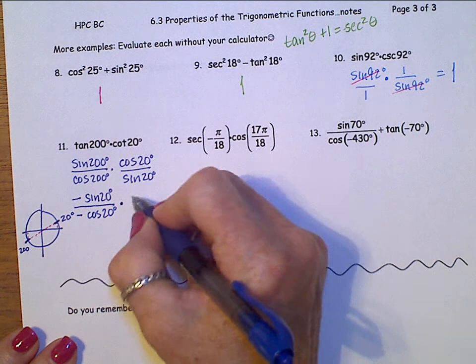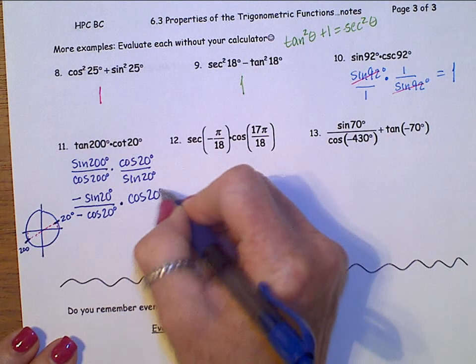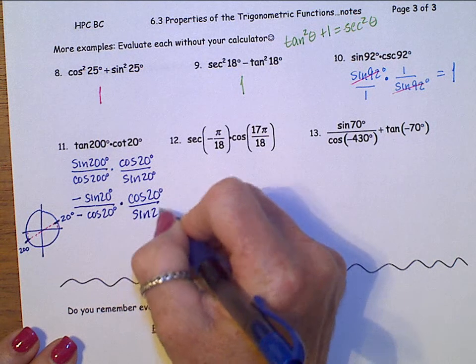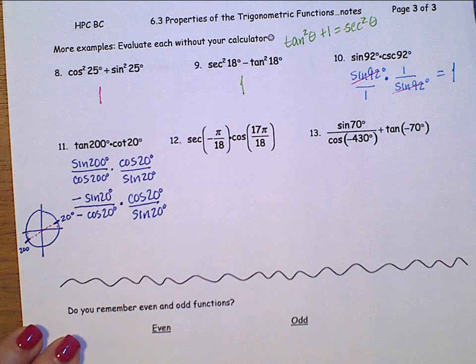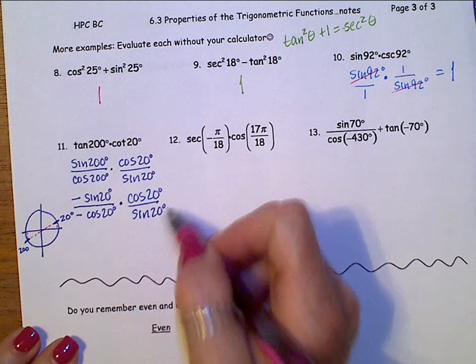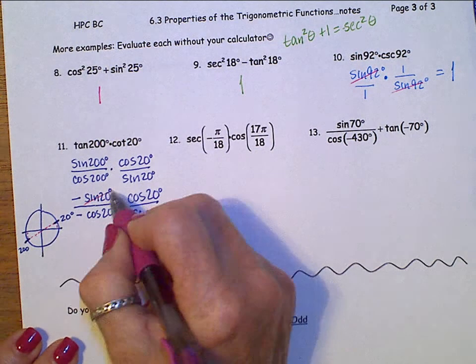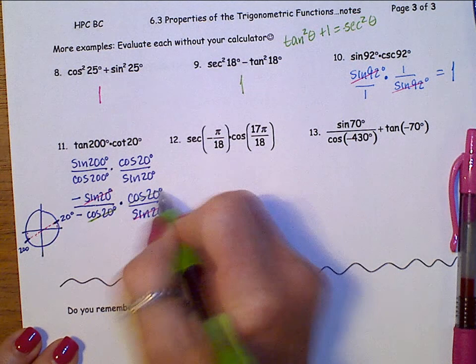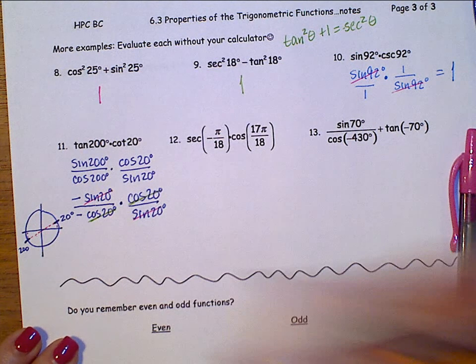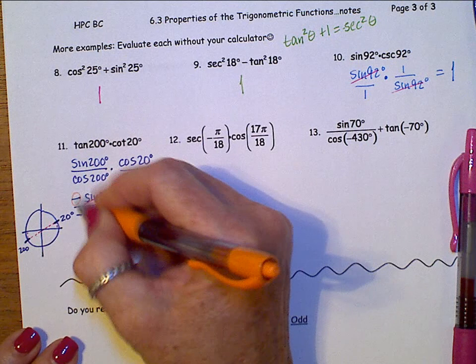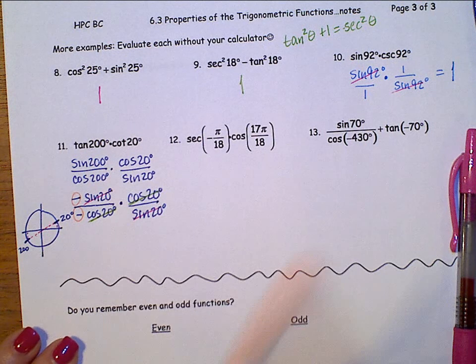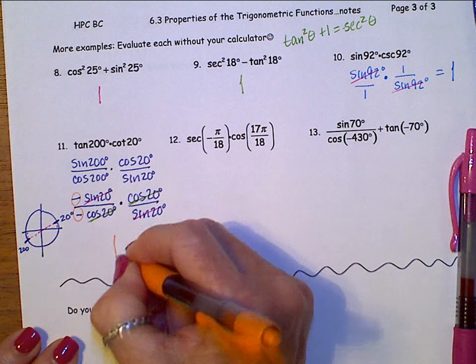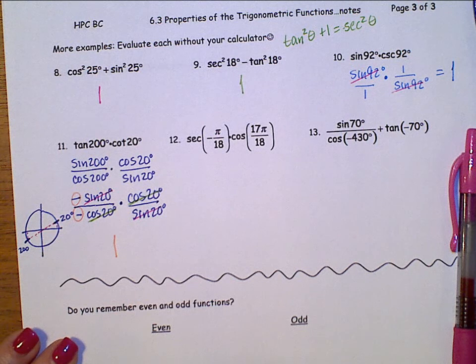And then we have cosine 20, sine 20. Now all of our angles are the same, so look what we have. These sine 20s divide out. These cosine 20s divide out. And these two negatives right here divide out. And we are left with 1. Oh boy.